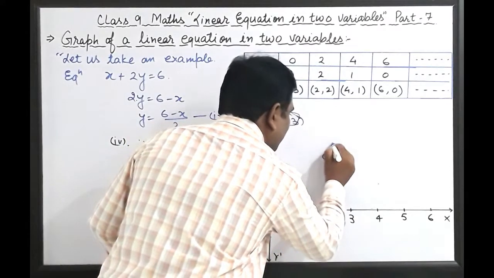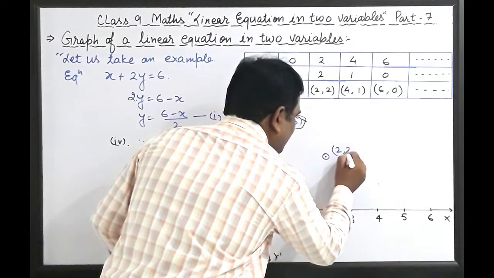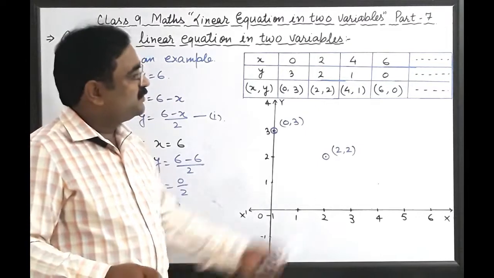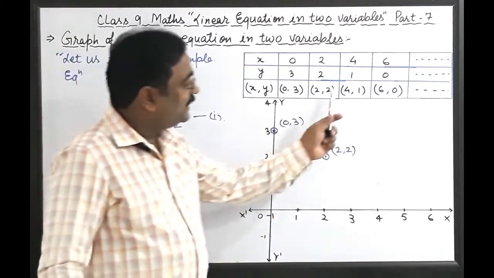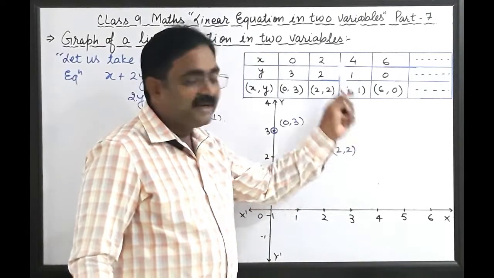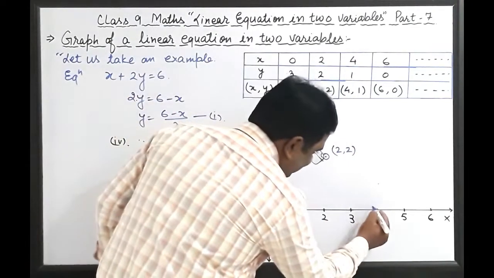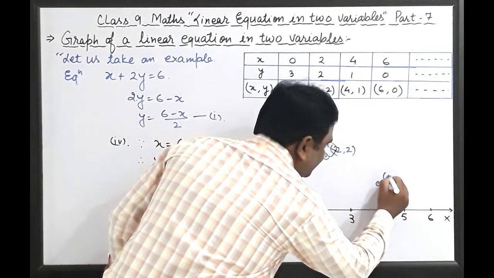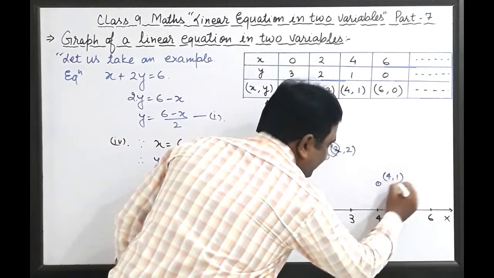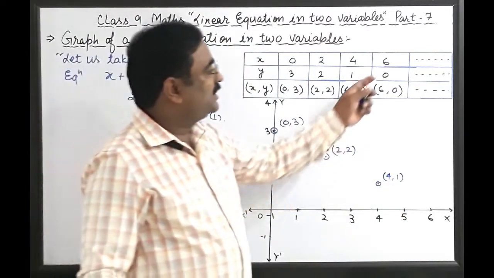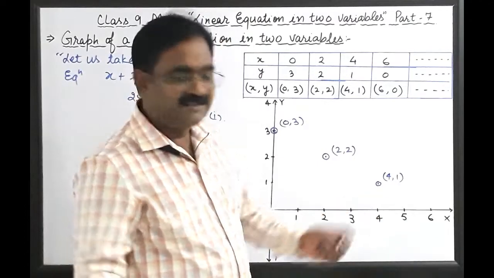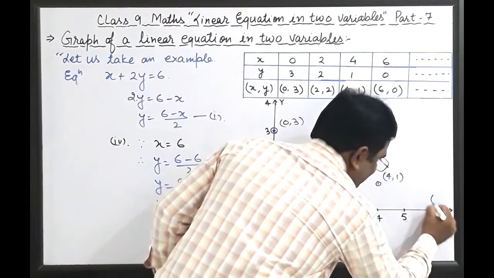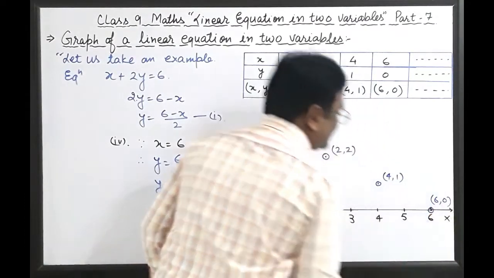whose coordinates are 2 and 2. Right bachcho? So dear friends, let us plot the fourth point, and fourth point coordinates of these points is 4 and 1. So 4 on x-axis and 1 on y-axis. So this is the point which is 4 and 1. And the last point we have taken 6, 0, 6 on x-axis, 0 on y-axis, which lies on x-axis. This is the point whose coordinates are 6, 0.